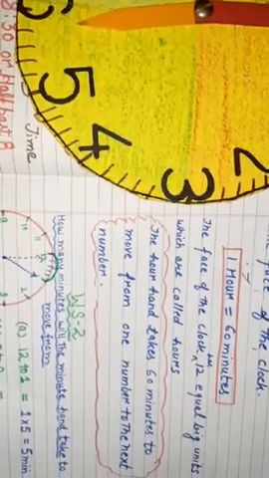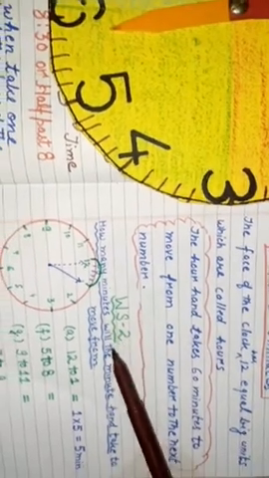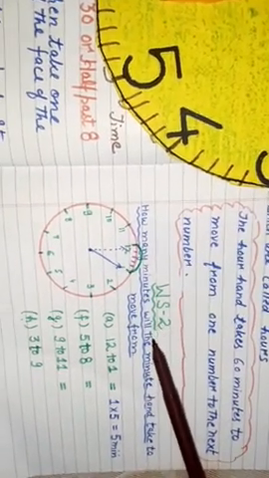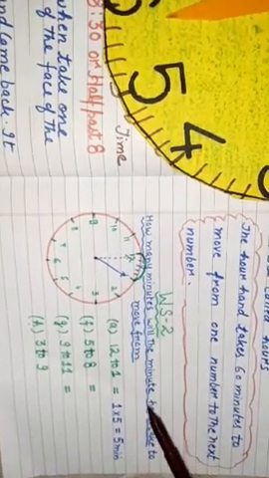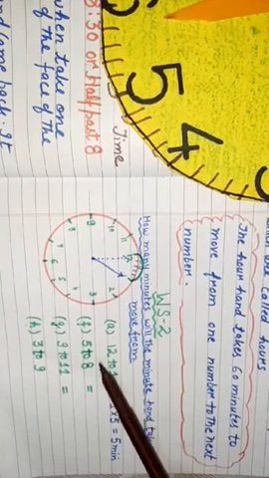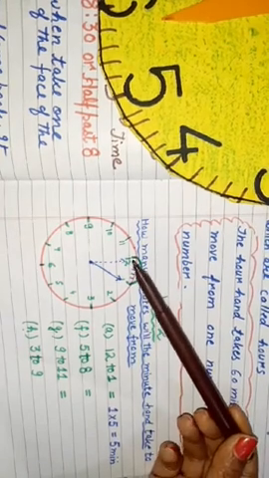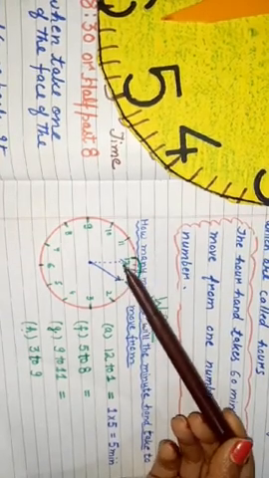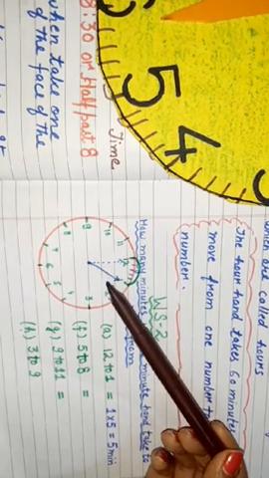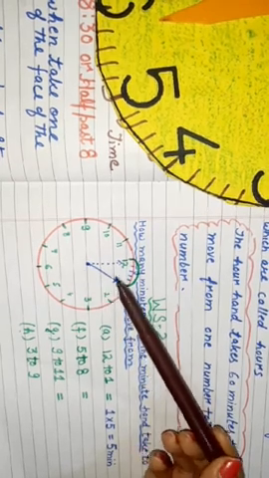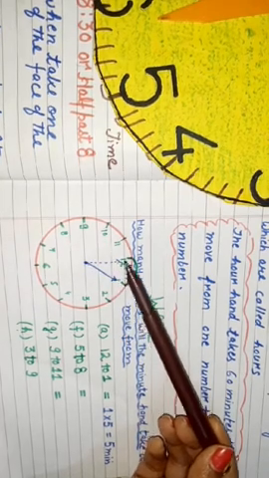Now let us learn about how to count minutes. It's in your worksheet 2: how many minutes will the minute hand take to move from 12 to 1? Here I have shown only the minute hand. This minute hand earlier was at 12. Now it jumped from 12 to 1.